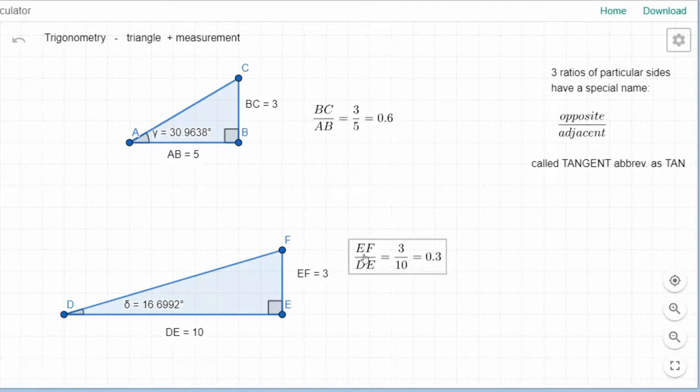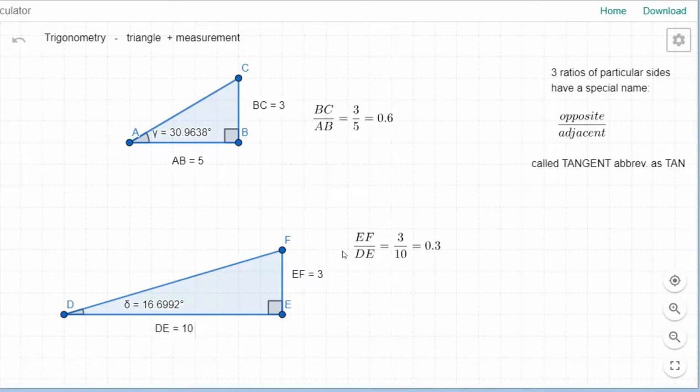Now look at these two and compare the ratio of the opposite side over the adjacent. Down here the opposite side is 3, opposite 16.69, and the adjacent is 10. So you get these ratios. So in the first triangle the ratio 3 over 5 is 0.6, written as a decimal. And this one here you have a ratio of 3:10 or 3/10, 0.3.